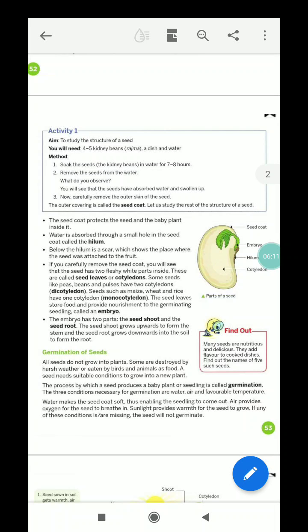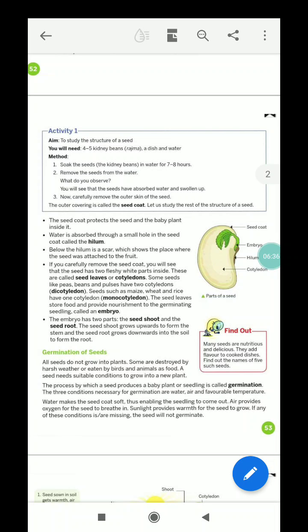Below the hilum is a scar, which shows the place where the seed was attached to the fruit. That means when it falls down from the fruit, it was attached to the fruit, and that part is known as scar. If you carefully remove the seed coat, you will see that the seed has 2 fleshy white parts inside. These are called seed leaves or cotyledons.